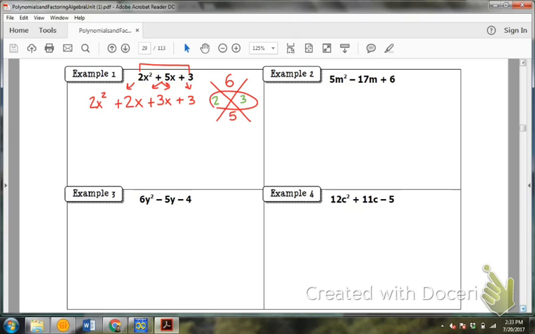Okay. What do I do now that I have 4 terms? You box them up, you group them, right? Just like we did in the very beginning of class today. Group the 2 of them. Make sure you include the sign in front of that 3x. It goes inside the parentheses.